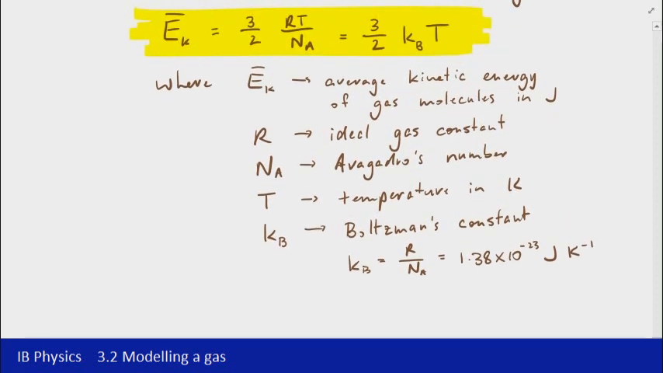It is another constant though, so you can look that one up in the data booklet as well. But there we can see that if we know what the temperature of a substance is, we can figure out the average kinetic energy of its molecules, or vice versa, if we know the average kinetic energy of the molecules of a gas, we can then calculate what the temperature of that gas is. Like I said, both of those equations are listed in the data booklet. It's just simplifying R over Na to give you Boltzmann's constant instead.